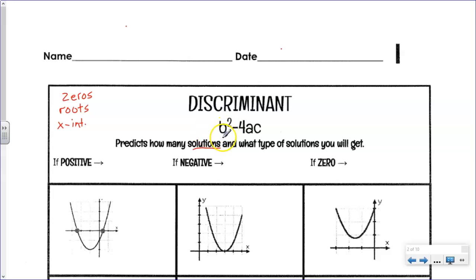We use the formula b squared minus 4ac to find the discriminant. This only helps us predict how many solutions. It's not a zero, it's how many solutions.